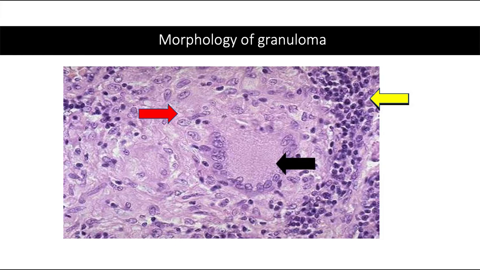Frequently, but not invariably, multinucleated giant cells, shown by black arrow, 40 to 50 micrometers in diameter, are found in granulomas, and these are called Langerhans giant cells. They consist of a large mass of cytoplasm and many nuclei.